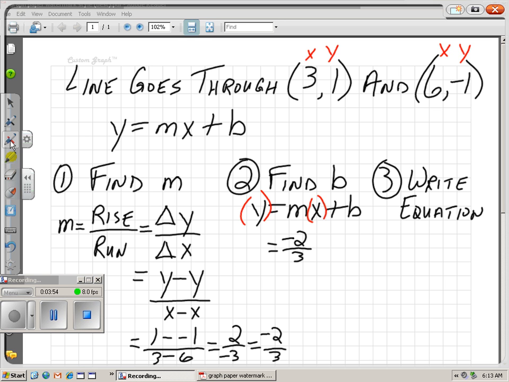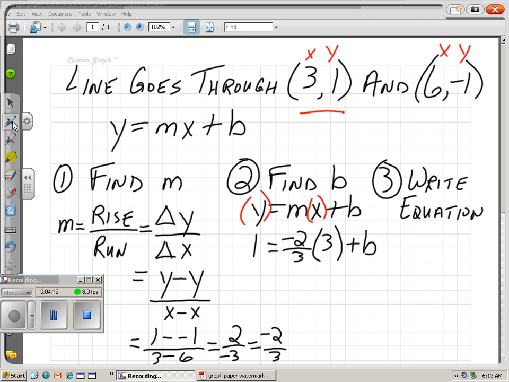Just pick the pair that looks easiest. I'm going to use 3 and 1 because I like positive numbers. It's easier to do the calculation. So I'm going to use 3 for my x and 1 for my y. So take out the y, put in a 1. Take out the x, remember to use parentheses. Put in a 3. And then we have our plus b on the end, which we're going to solve for.